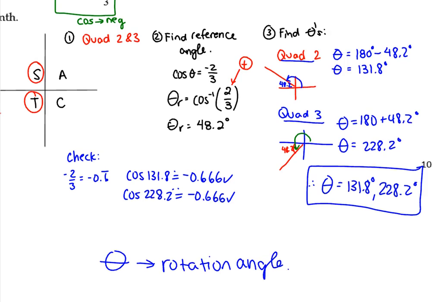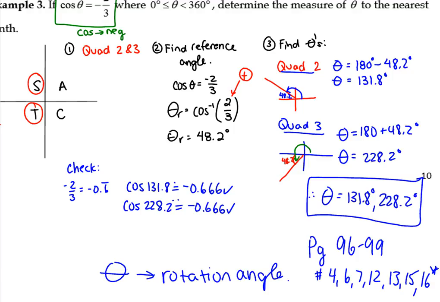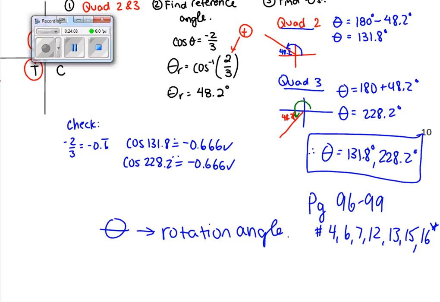That's what it is. So assignment is on the board. It's page, I'll write it down here, 96 to 99. Numbers 4, 6, 7, 12, 13, and 15. And if you get a chance, try 16. And then around 11:40-ish, 11:43, I'm going to hand back your test. Okay? All right. Nice.